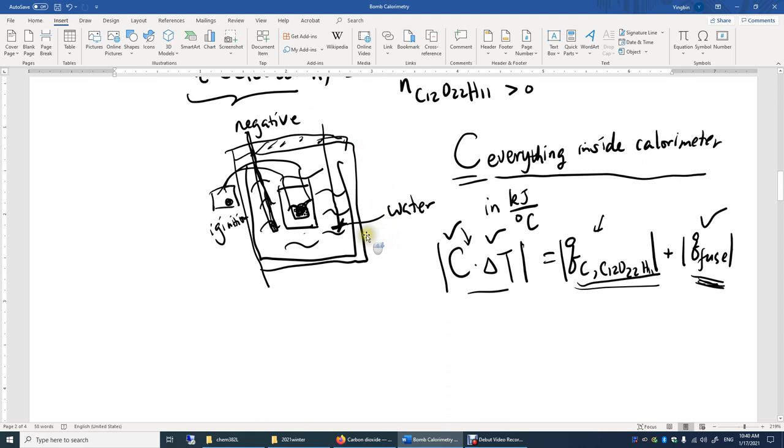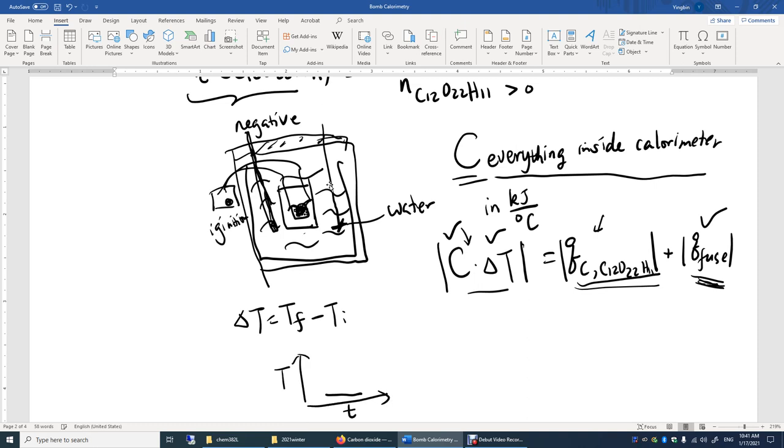So that's it. Okay, now, here are two issues. One with the determination of C, one with the determination of delta T. So you may say, well, delta T isn't that simple. Delta T is just T final minus T initial, right? So before ignition, let's say, well, we have a perfectly insulated calorimeter. The temperature change is zero.